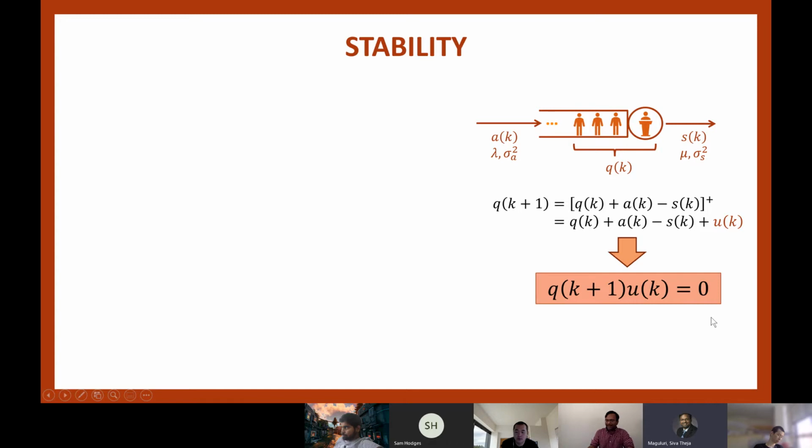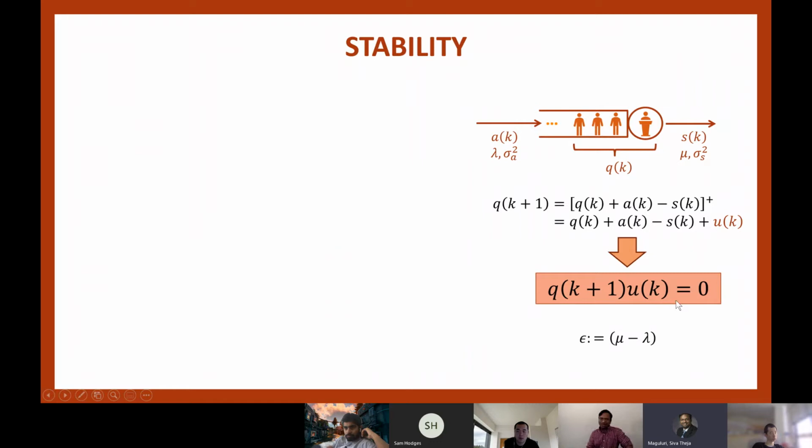Why? Suppose u_k is 0. Suppose there are a lot of customers, there's no wasted service. Then the product is clearly 0. 0 multiplied by anything is 0. Suppose u_k was non-zero. Why do you have unused service? You have unused service because there were no customers to serve, which means the queue was empty, which means q_{k+1} is empty. So whenever u_k is greater than 0, q_{k+1} is equal to 0. That's why you have this product. So in fact, one can think of this u_k as capturing whatever information is in the Skorokhod map and so on. So one can think of all of queuing theory as essentially a way of understanding this u_k.